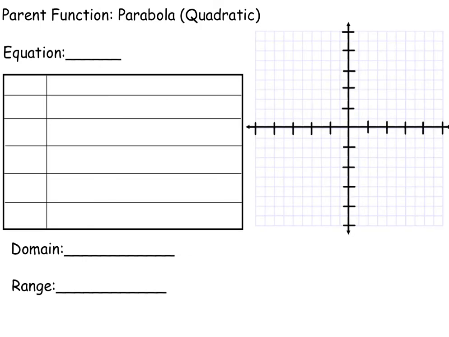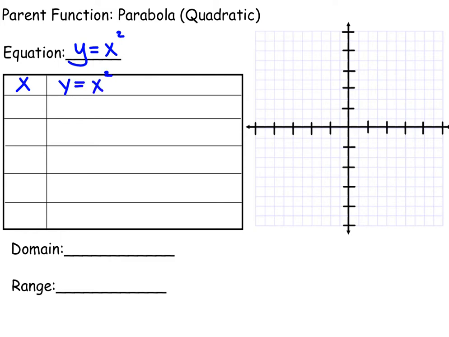All right, so here's what I do want you to write down. Our parent function is our parabola or quadratic function. The equation for the parent function for the parabola is y equals x squared. And what I have on this slide is a T-chart. We're going to plot some points. So I have my x table and my y table, and what we're going to evaluate.